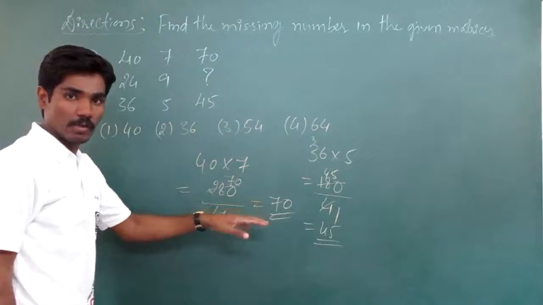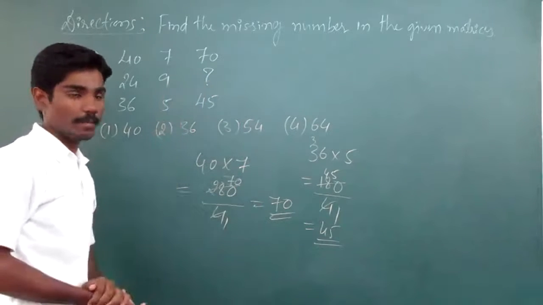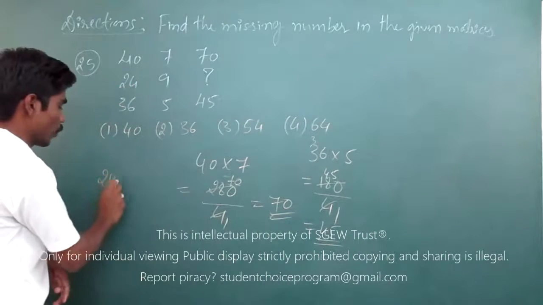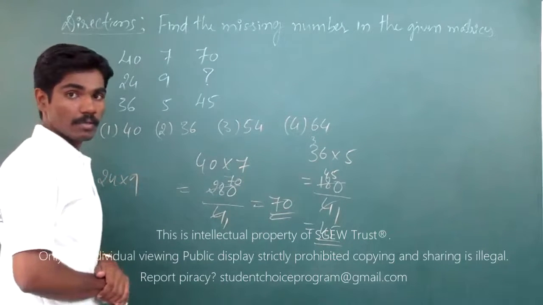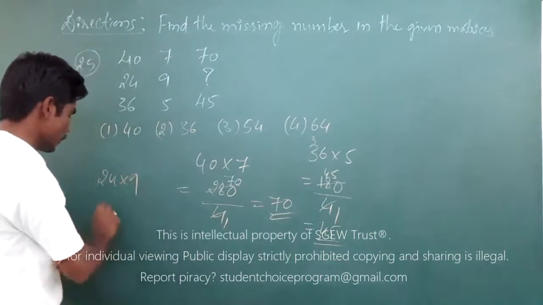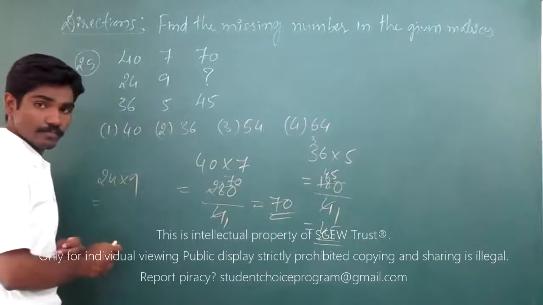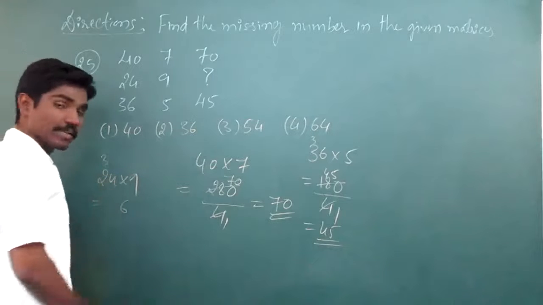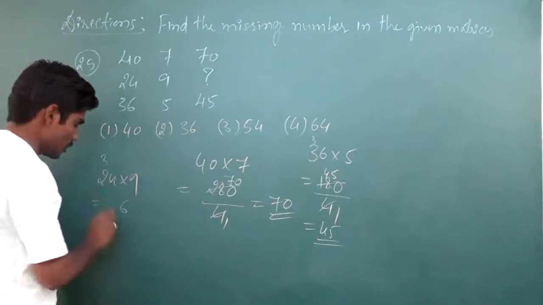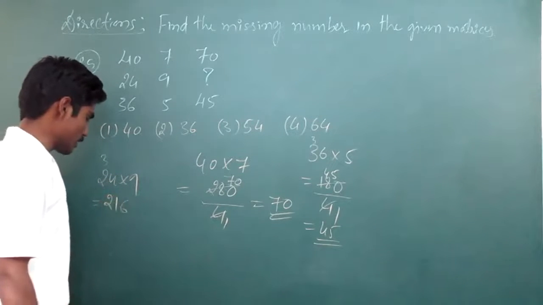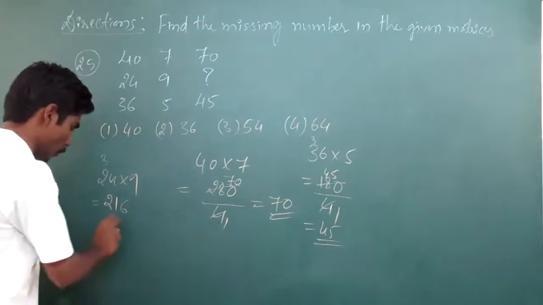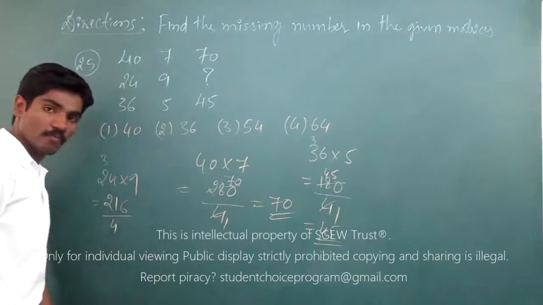The same logic I use to find the missing number. For that I have to multiply these two numbers. That is 24 into 9. What is 24 into 9? 9 fours are 36, carry 3, 9 twos are 18, 18 plus 3 is 21. So I got 216. After that I have to divide it by 4.